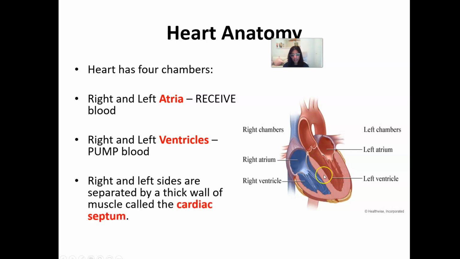Now, we have this dividing wall between the left and the right side, and that performs a really important function. This is known as the cardiac septum, similar to the septum that you have in your nose. So it separates out the left and right sides of your nose. This will separate out the left and right sides of the heart, and its important function is to prevent the mixing of blood. So we don't want deoxygenated blood mixing with oxygenated blood, because that would reduce the amount of oxygen going to the body.